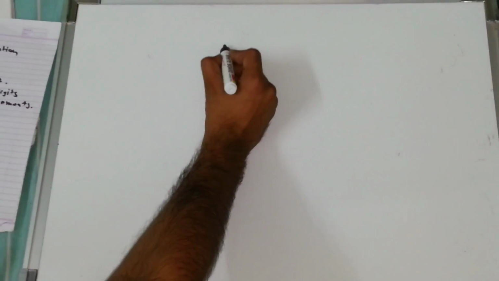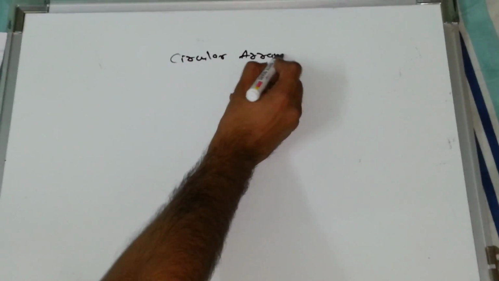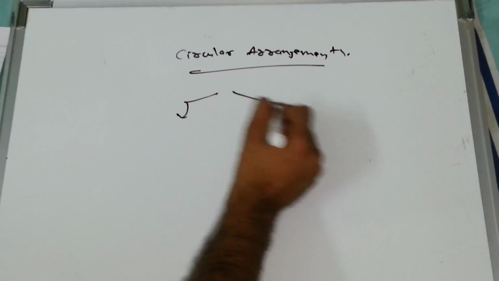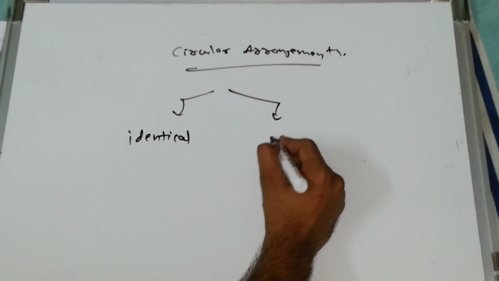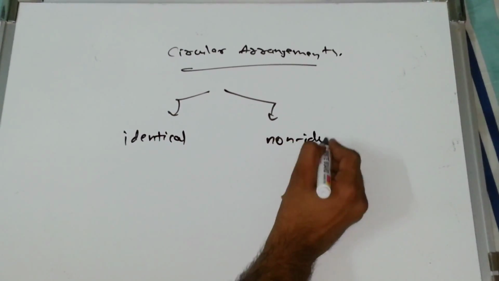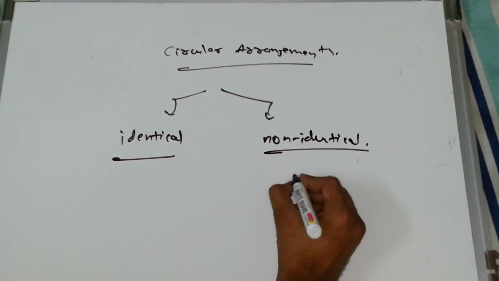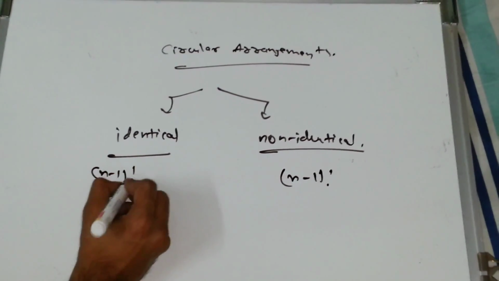Now coming to an important concept of circular arrangements. Well, this has to be looked at in two different ways, that is for identical and for non-identical. The basic formula for non-identical is n minus 1 factorial, but for identical is n minus 1 factorial by 2.